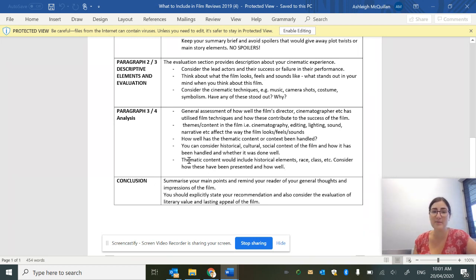When it's talking about thematic content, thematic just means a theme. Is there any theme in it? Is there an Australian theme? Is there a reconciliation theme? Is there a sense of pride as a theme? Is there love or sadness, connection, man's best friend in Red Dog's case, those sorts of things. Those are all themes. So you can talk about it if you want to.